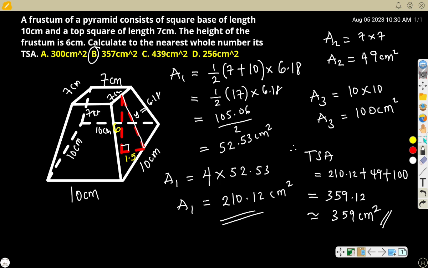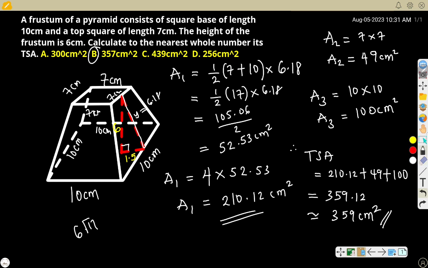If I do everything without approximation, it will start from here. This is our right angle triangle, we use Pythagoras theorem. So square root of 6 square plus 1.5 square, that will give me 3 over 2 square root 17. If I say times 4 of it, 2 here 1, 2 here 2, that will give me 6 root 17. That means this 6.18 in terms of fraction, without approximation, is 6 root 17.